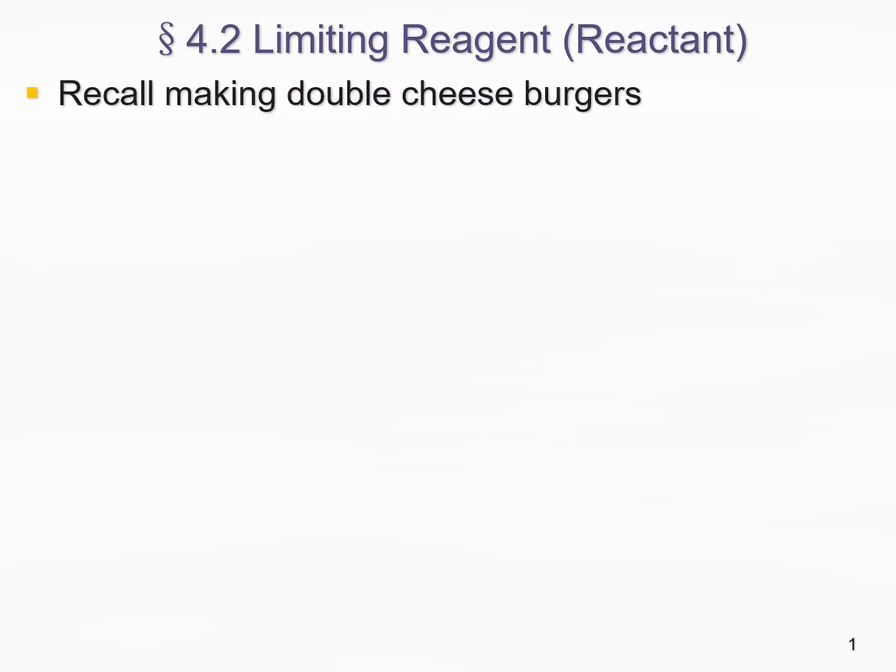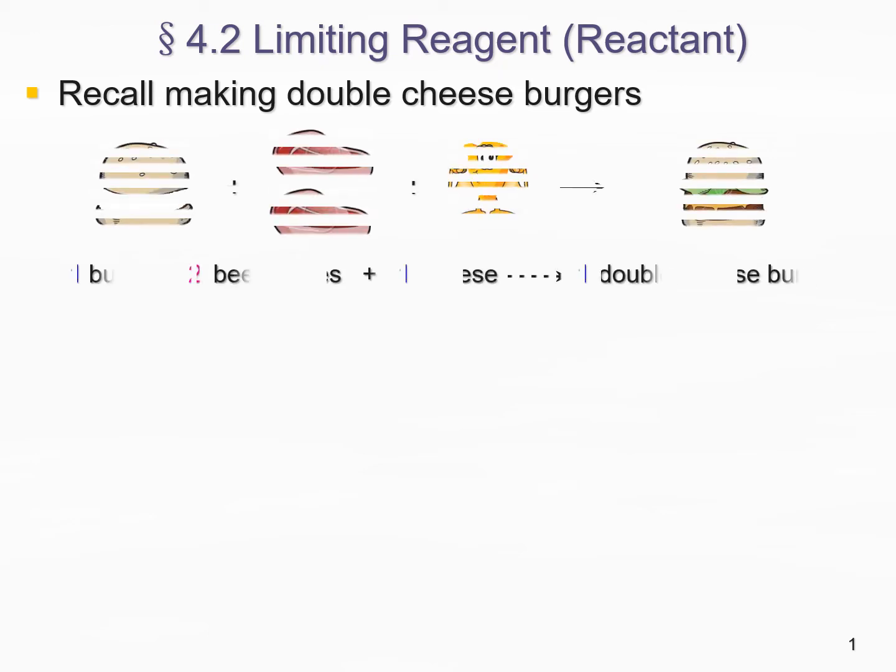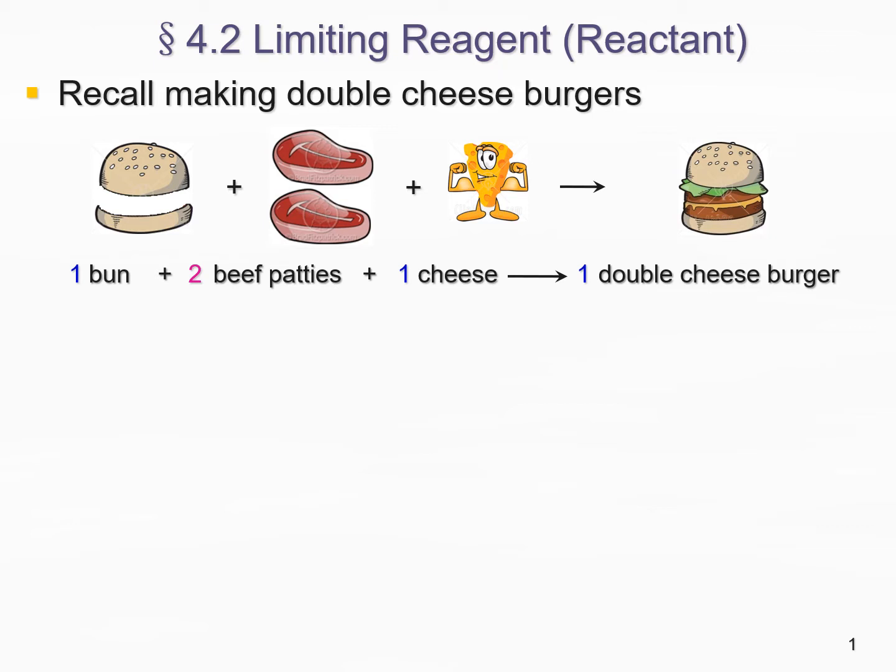Now we'll talk about the limiting reactant, which is one of the most important topics of this chapter. Here we use an example we used before to describe stoichiometry, and this time instead of a single-deck cheeseburger, we're going to use a double-deck cheeseburger. The recipe now is 1 set of buns with 2 beef patties and 1 slice of cheese in order to make 1 double-deck cheeseburger.